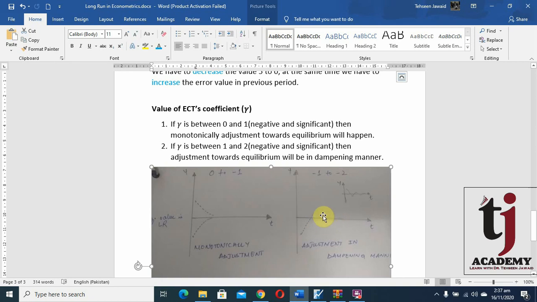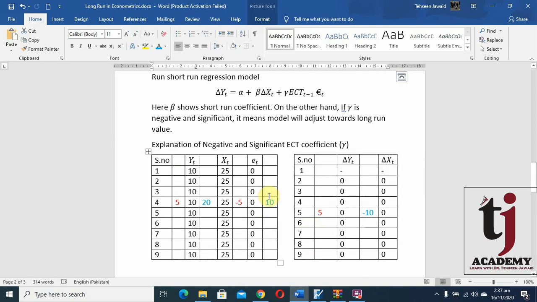So this is the case if the coefficient would be between -1 and -2, and if the coefficient would be less than 1 or between 0 and -1, the adjustment will be done monotonically. In this case, adjustment will be done in a dampening manner. So this is the theoretical explanation of the error correction model, that how a negative and significant sign of gamma would show the long run adjustment in the model.